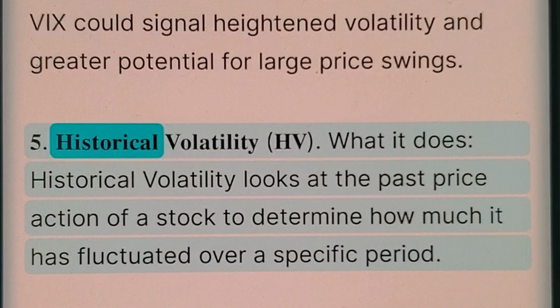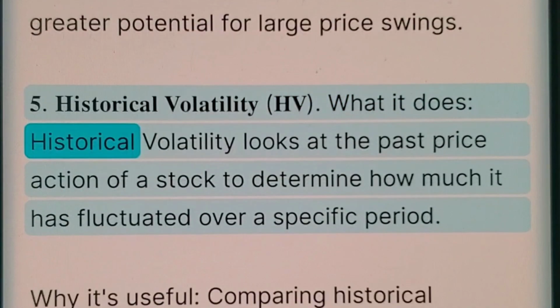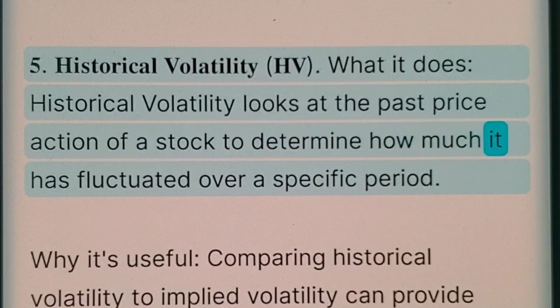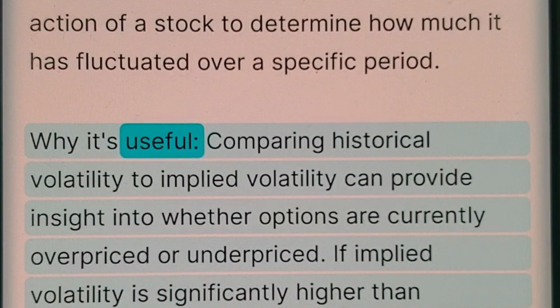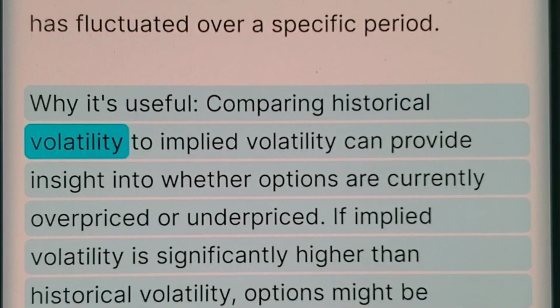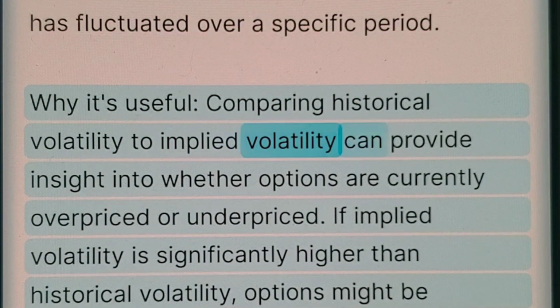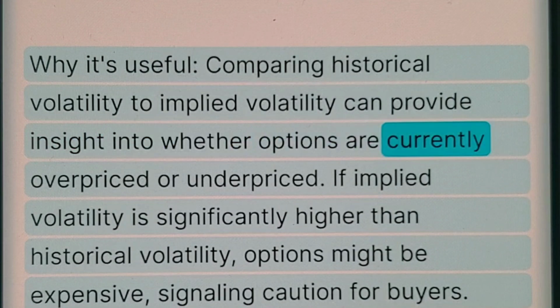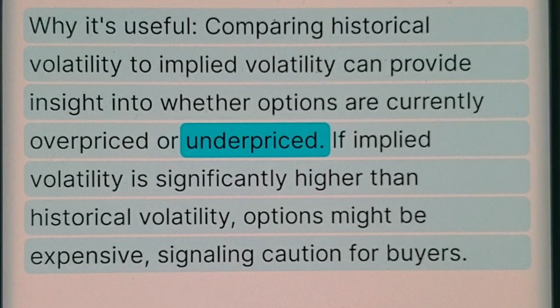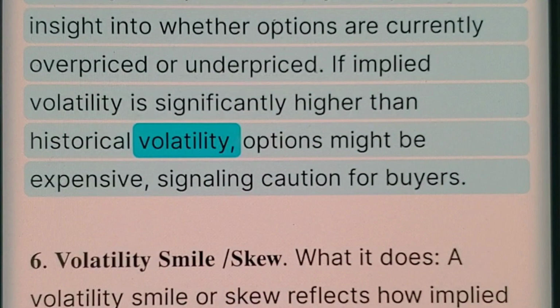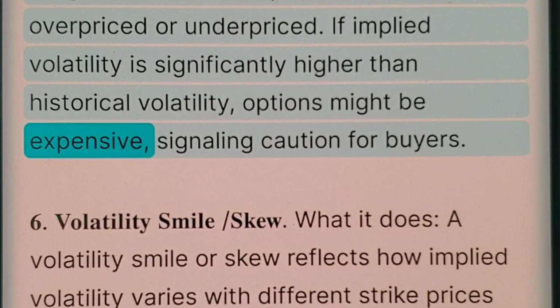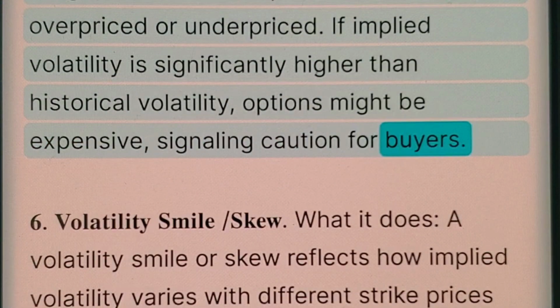5. Historical Volatility, HV. What it does: historical volatility looks at the past price action of a stock to determine how much it has fluctuated over a specific period. Why it's useful: comparing historical volatility to implied volatility can provide insight into whether options are currently overpriced or underpriced. If implied volatility is significantly higher than historical volatility, options might be expensive, signaling caution for buyers.